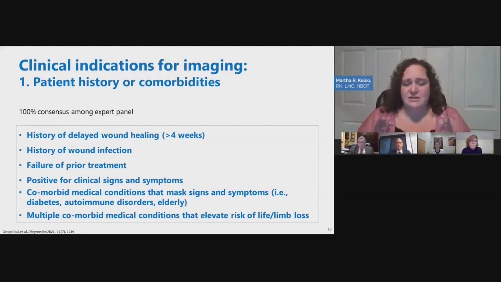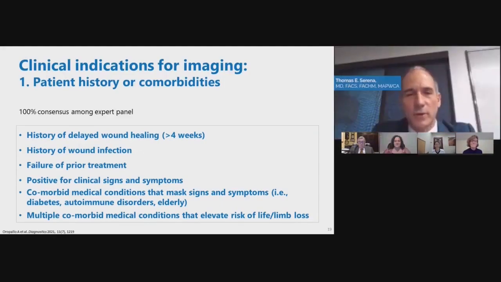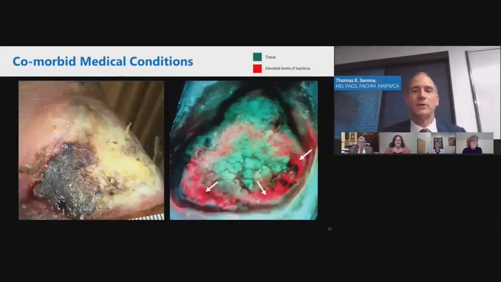And anybody that has multiple comorbid medical conditions that elevates their risk to loss of life or loss of limb, particularly if they've had sepsis before, these are things that the expert panel felt was important to include as one of the clinical indications or medical necessity for MolecuLight and bacterial fluorescence. It's pretty rare to get 100% consensus with a group of experts. In fact, this may be the only time in a Delphi I ever saw it. Martha, maybe you can talk about this particular patient.